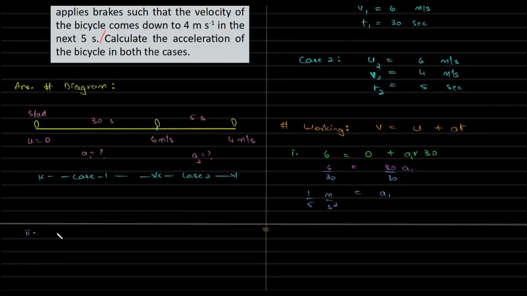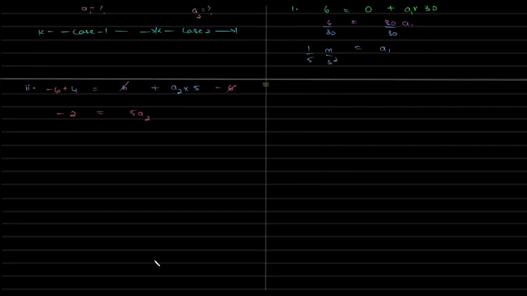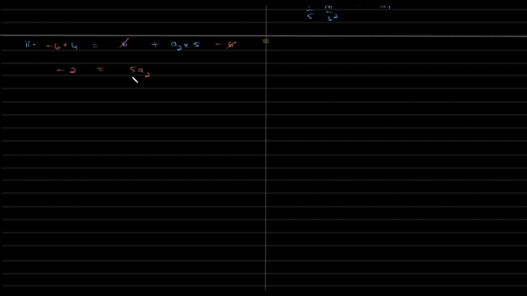Now the second half of the question. Final velocity is 4, initial velocity is 6, acceleration is A2 and the time is 5. We'll subtract 6 from both sides. This would be minus 2 is equal to plus 6 minus 6, plus 5A2. And we'll divide this by 5. So A2 is equal to minus 0.4 meter per second square.